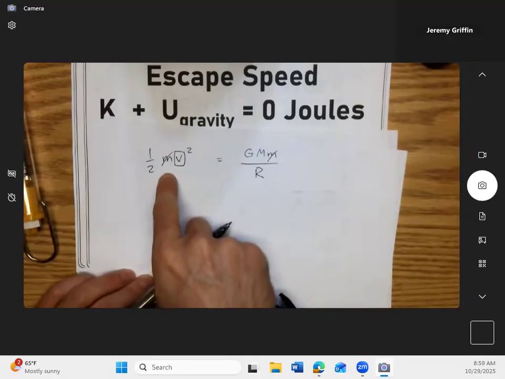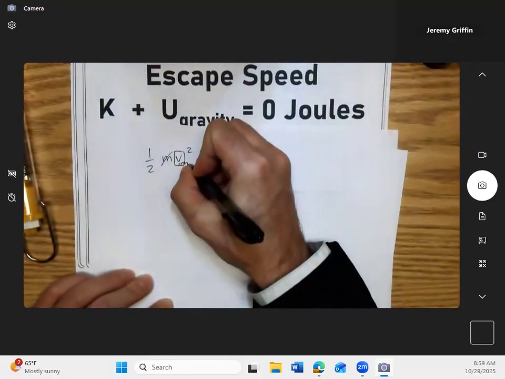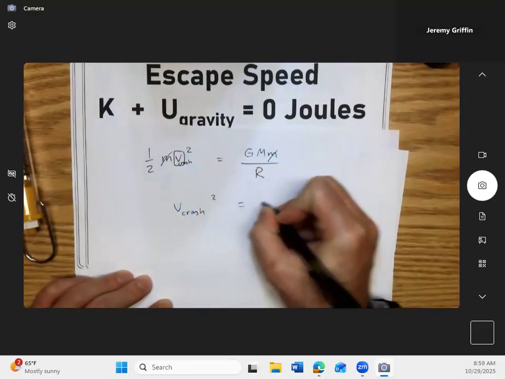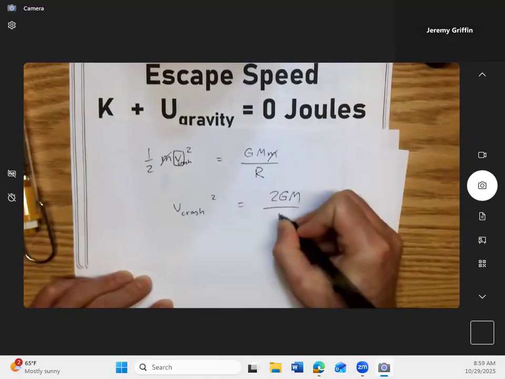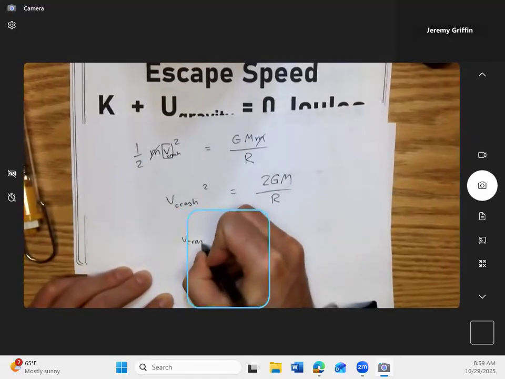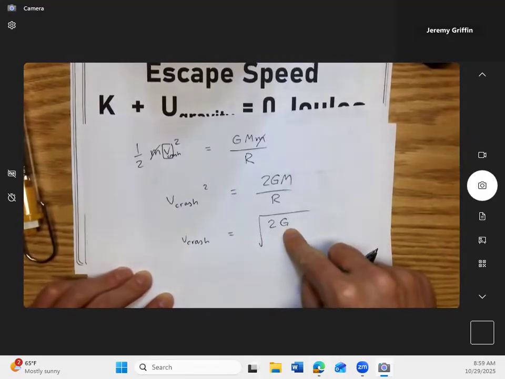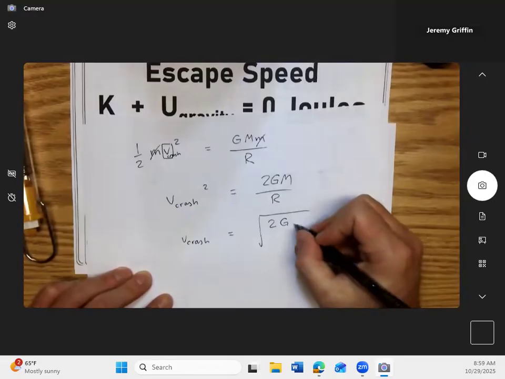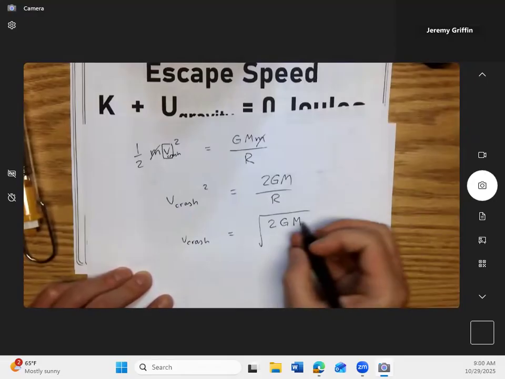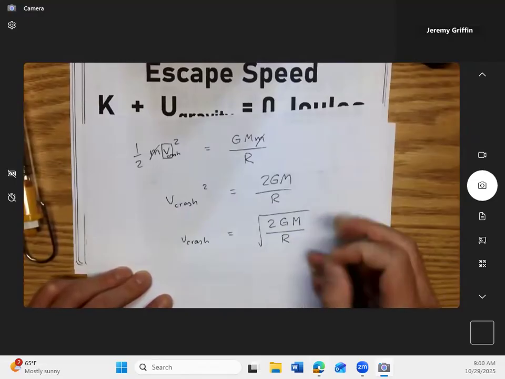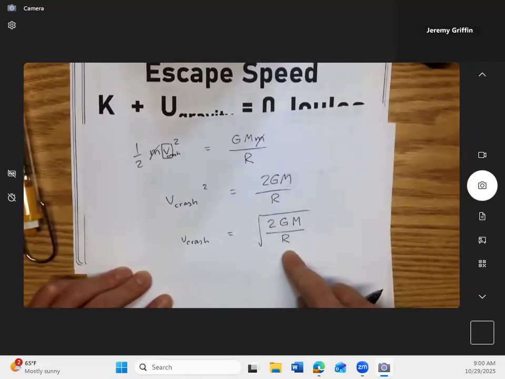Well, can you solve for that speed? Maybe we'll call it v crash. Well, v crash squared would be 2GM over R. So what is v crash? It's the square root of 2 times the universal gravity constant, 6.67 times 10 to the negative 11, times the mass of Earth that's been pulling on it for maybe billions of years, divided by the radius of Earth, because that's the crash point. You guys see where that's coming from? So if something fell from the edge of space, it would crash that fast.